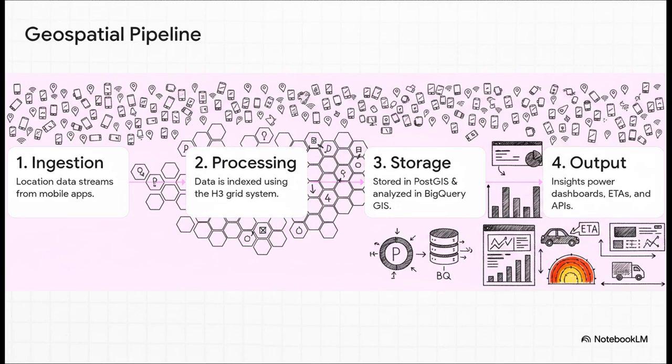Okay, so here's a pretty typical flow. First, you've got location data streaming in from millions of phones. That raw data then gets processed and indexed using Uber's H3 system to snap it onto that neat global grid. From there, it gets stored in a database like PostGIS for those really fast lookups, and it also gets sent over to BigQuery for the big analytical questions. And the final output? Well, that's what you see on your screen. An ETA, a heat map showing where drivers are, or that perfectly optimized route for your delivery.